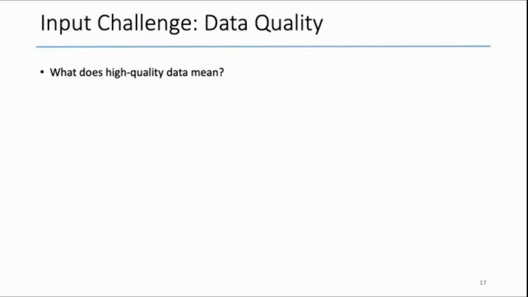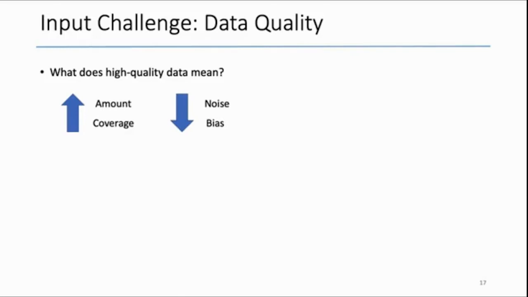So what does high quality data even mean? I believe it means these four things. First of all, you need a lot of data. But you also need data that covers all cases, so it has good coverage. But now there are these competing problems, which is you want to have less noise in your data.